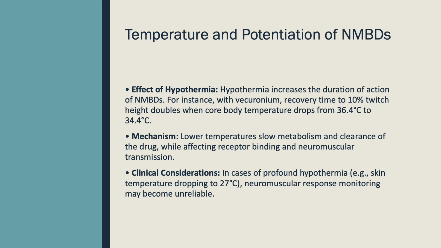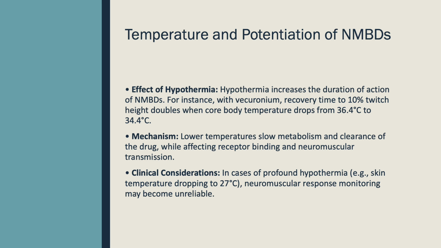Now let's talk a little bit about hypothermia. Hypothermia significantly impacts the pharmacodynamics of our neuromuscular blocking drugs and increases their duration of action. This is very noticeable whenever you're using agents like vecuronium, where the recovery time to achieve a 10% twitch height can double when body temperature decreases from 36 to 34.